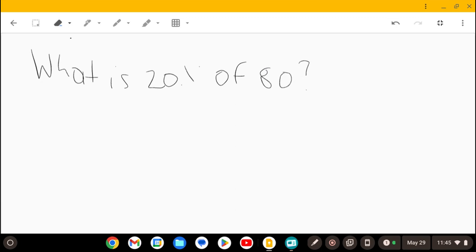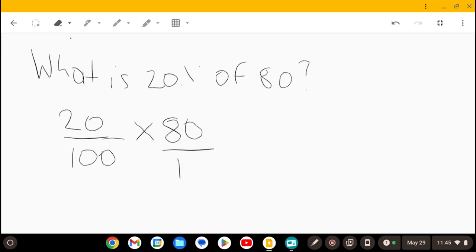To find 20% of 80, we're going to put the 20 over 100. We're going to put the percentage over 100, because 20% is the same as 20 over 100. And then we're going to multiply it by the total, which is 80. Before multiplying from numerator to numerator and denominator to denominator, I'm going to use 20 to simplify both itself and 100. So 20 goes into itself one time, and 20 goes into 100 5 times. So here we can multiply across.